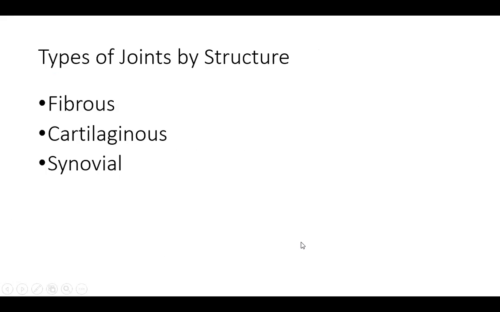Now let's go here. We looked at these joints by movement: immovable, slightly movable, freely movable. Let's look at them by structure. They can be fibrous joints, they can be cartilaginous joints, they can be synovial joints. Most of the joints in our body are synovial joints, I'll tell you that.